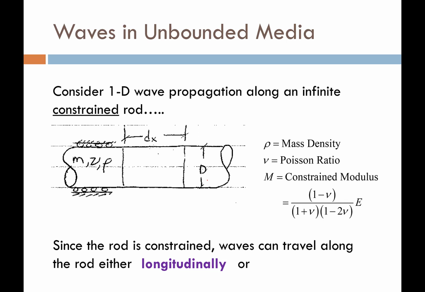So it can have longitudinal waves. But also, I could grab the end of this rod and just give a big twist to it. That twisting will propagate all the way down through the rod as well. That type of wave propagation is what we call torsion. So that would be a torsional wave that I would be instituting in my rod.